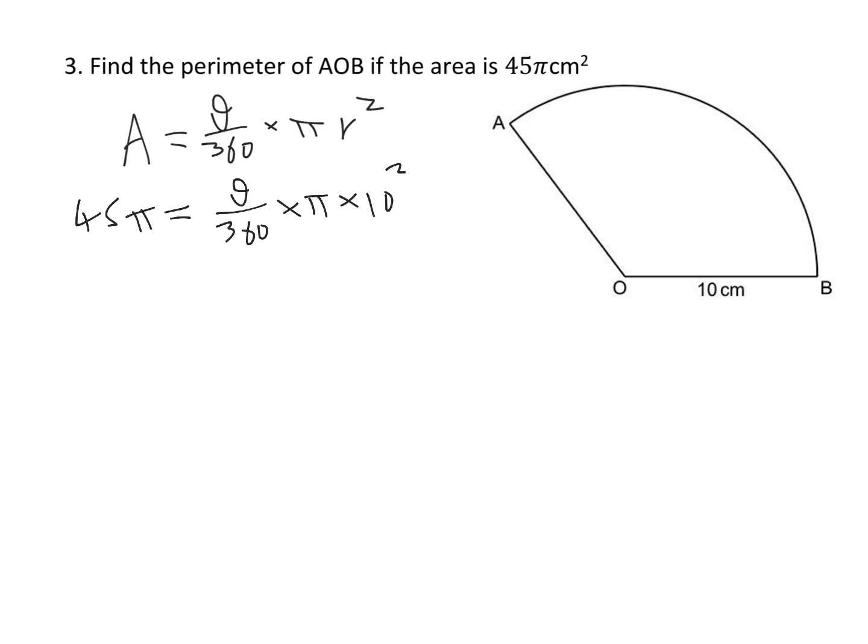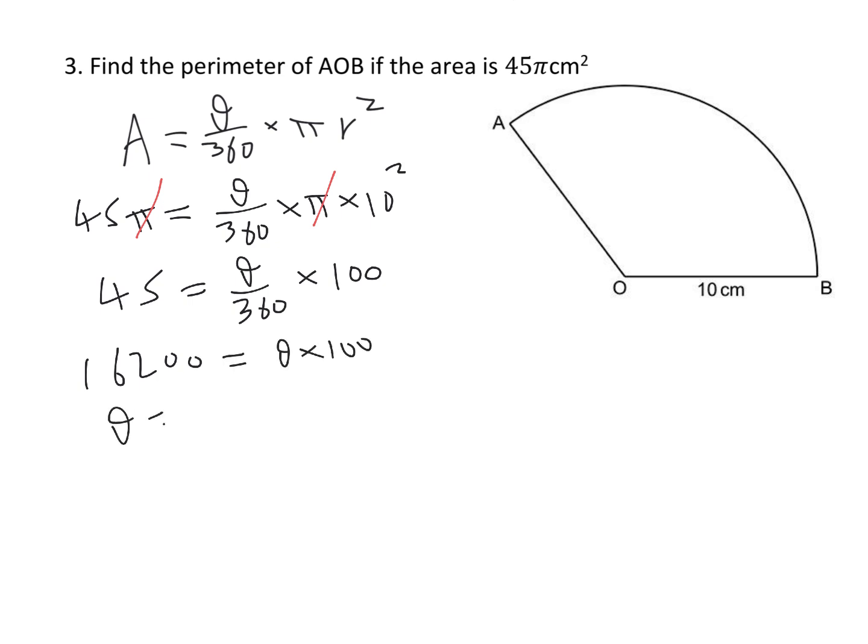Now you'll notice that equation has pi on both sides. So if you divide both sides by pi, they cancel out. So we can forget about that for starters. And if I tidy that up a little bit, then we've got 45 equals theta over 360 times 10 squared, which is 100. So I would multiply both sides by 360 to get rid of that fraction. 16200 is theta times 100, which means theta is going to be 162 if you divide both sides by 100. And that looks about right because it's an obtuse angle.